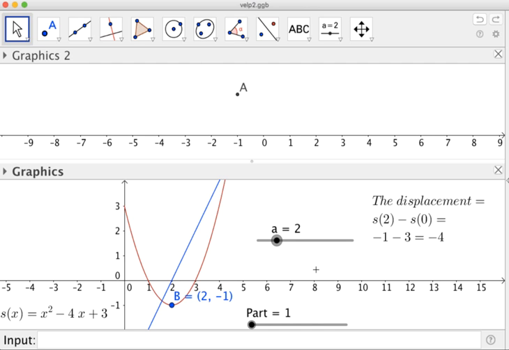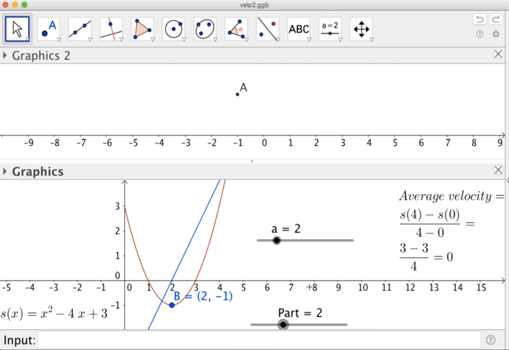Okay, the average velocity of the particle over the first 4 seconds means that we need to figure out how far it traveled over the first 4 seconds. So we subtract s of 4 minus s of 0. In other words, we plug 4 into our s of x equation, and we subtract s of 0. And then we divide by 4, which is the number of seconds over which this travel elapsed.